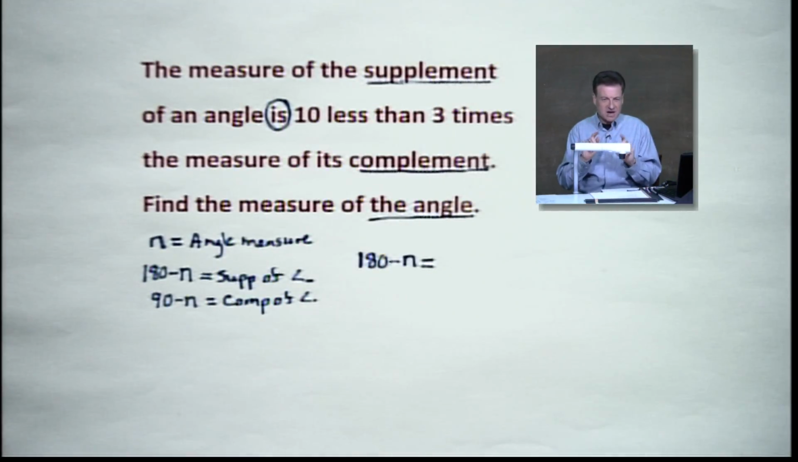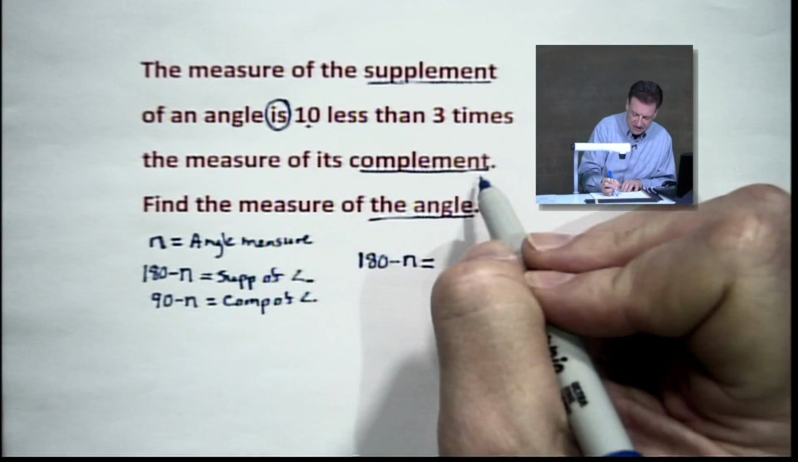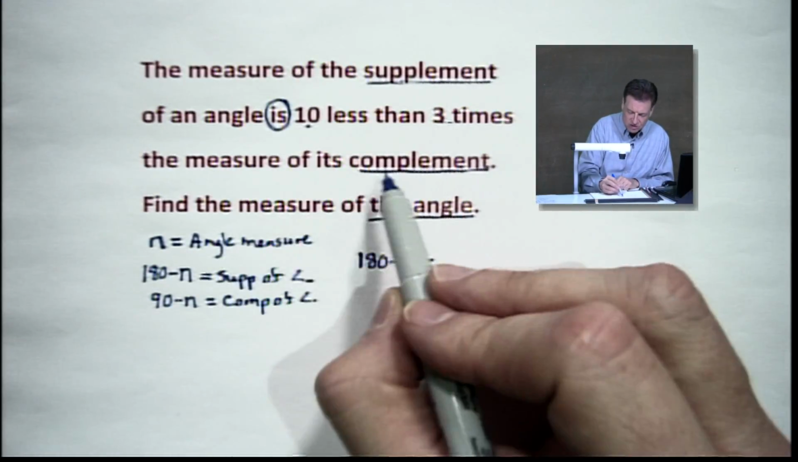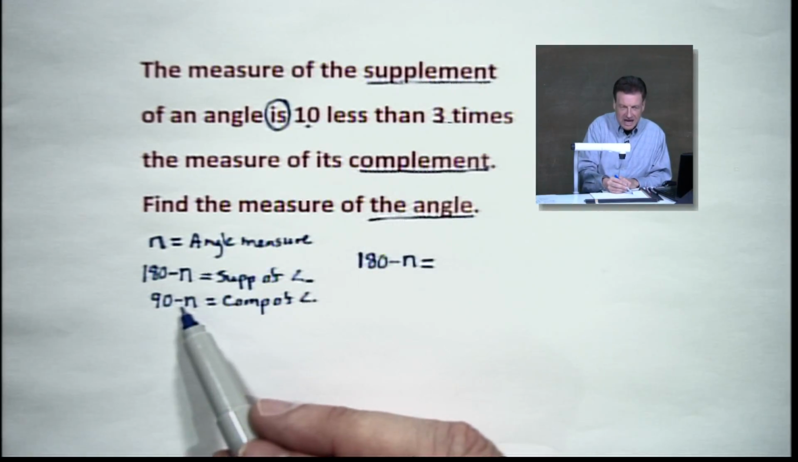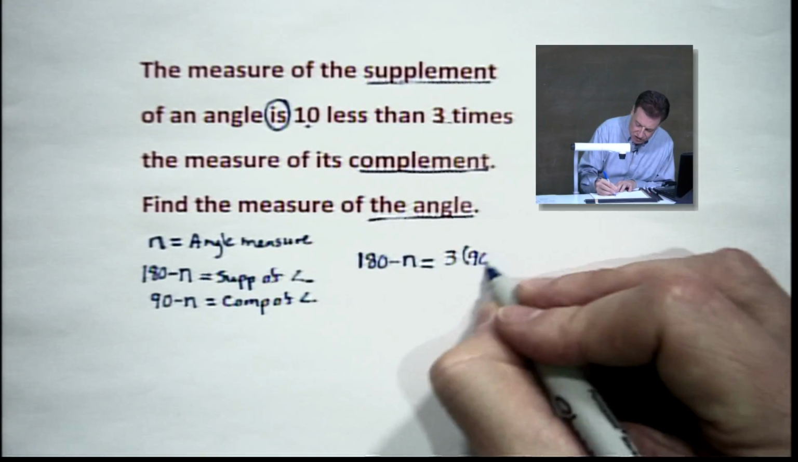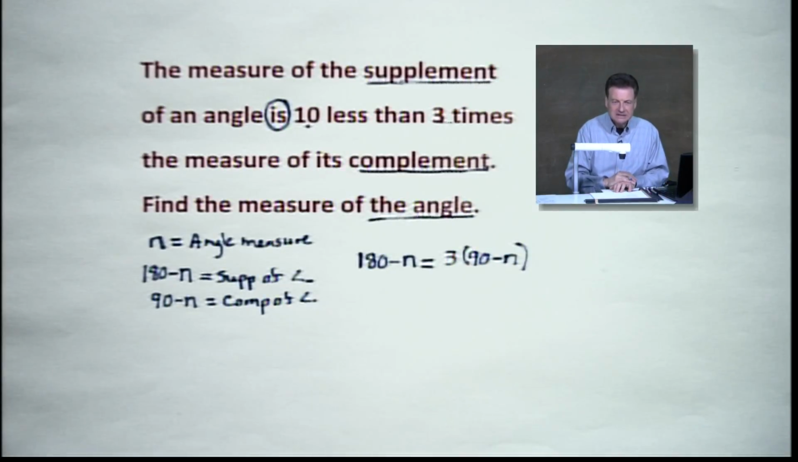Now let's read the rest of it carefully. It says 10 less than 3 times the measure of its complement. It sounds like a lot, but let's just break this down. Break it down into small pieces. 3 times the measure of its complement. That's 3 times this little guy here. 3 times 90, got it, ladies and gentlemen out there? Minus n. Okay. You say, well, Ernie, aren't you supposed to put a 10 before that?